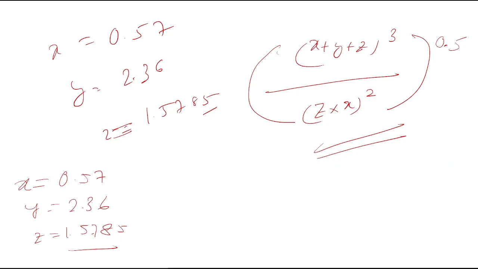Why am I doing this problem? It's for a basic reason. Many of you will make mistakes in the syntax. And that is Z into X multiplied by X, so the whole square, the total will be under the square. You have the calculator, right? So use the calculator, that's all. Be comfortable.